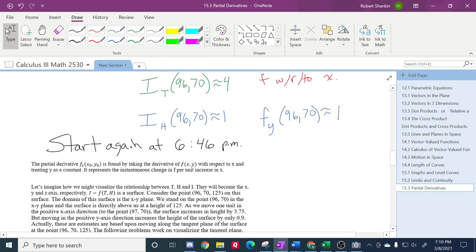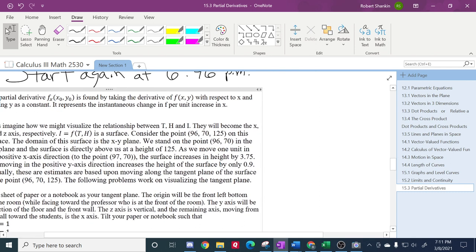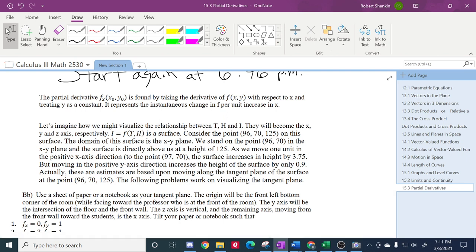Alright, let's go up to this part now that we had skipped before. This is a bit conceptual. Alright, so the partial derivative f x of x0, y0 is found by taking the derivative of f of x y with respect to x, treating y as a constant. Now, the representation is just like calculus 1. It represents the instantaneous change in f per unit increase, every time the x increases by 1.